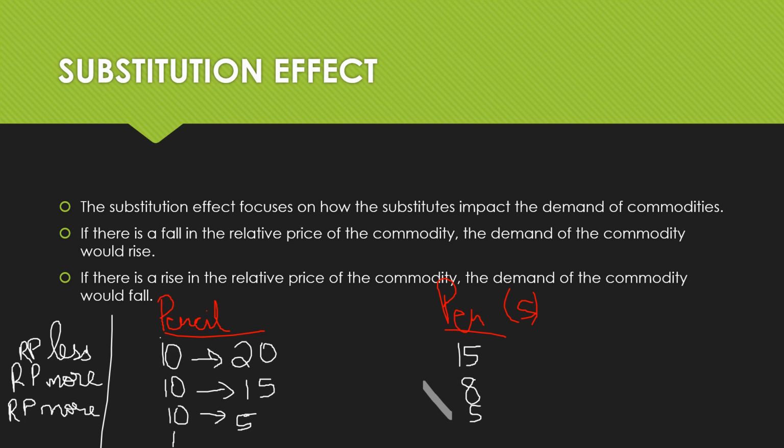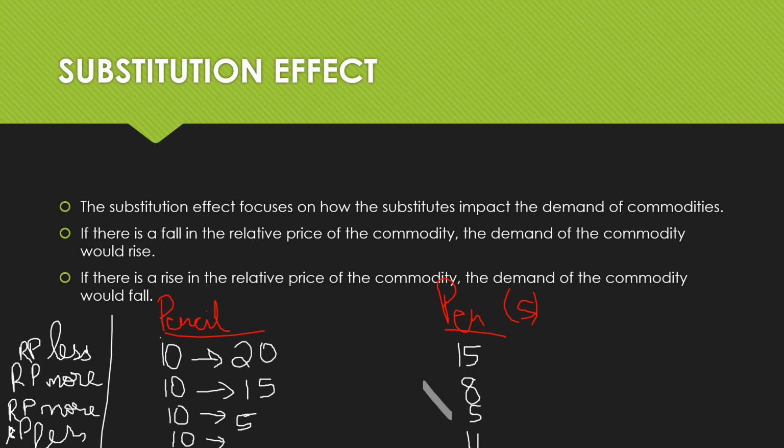Now let's say the pencil is again constant at 10. There's no change in the price of the pencil. At the same time, in case of pen, there is a rise in price, and now the price has gone to 11 rupees. So what has happened? The relative price of pencil to pen is less now. The relative price is less.